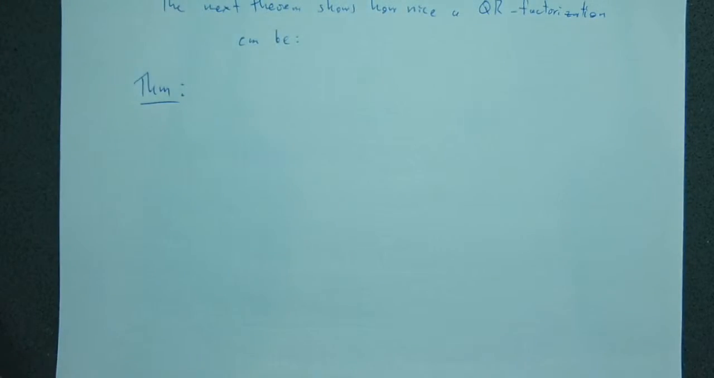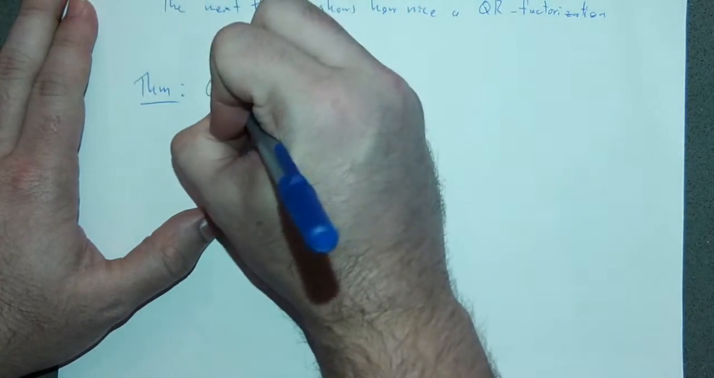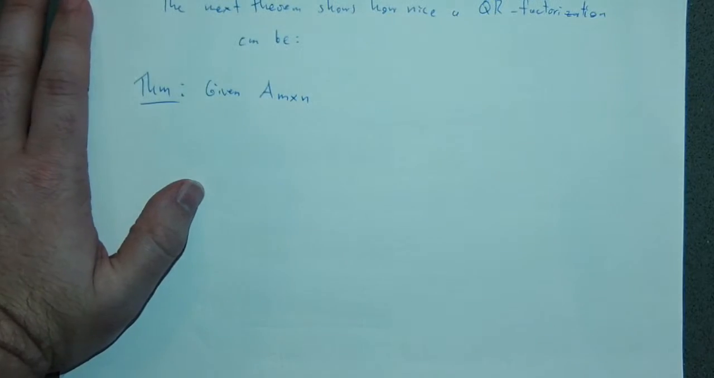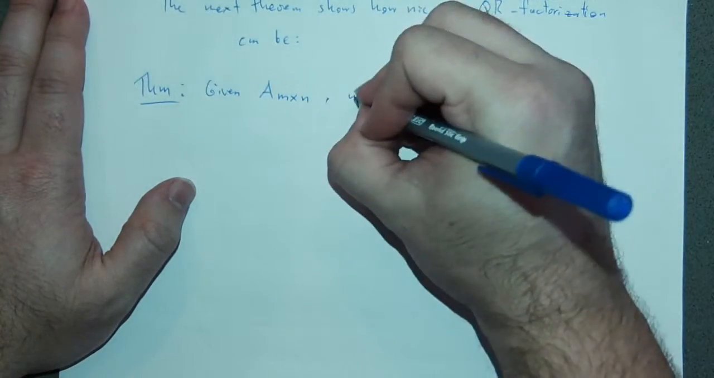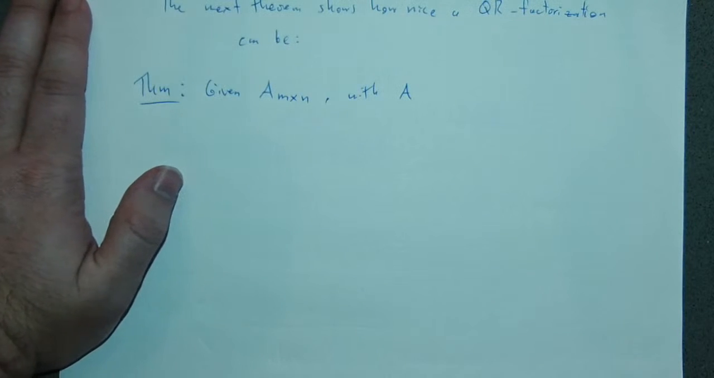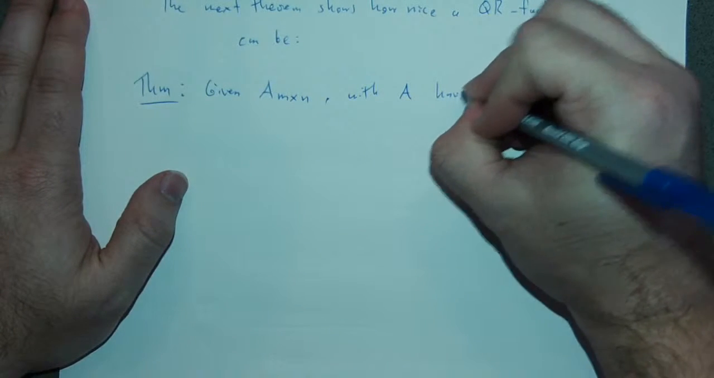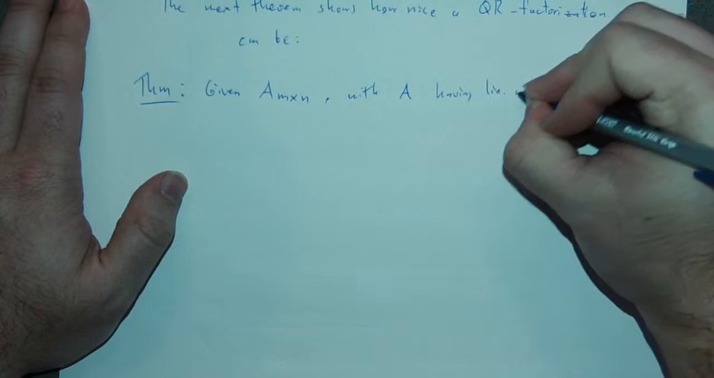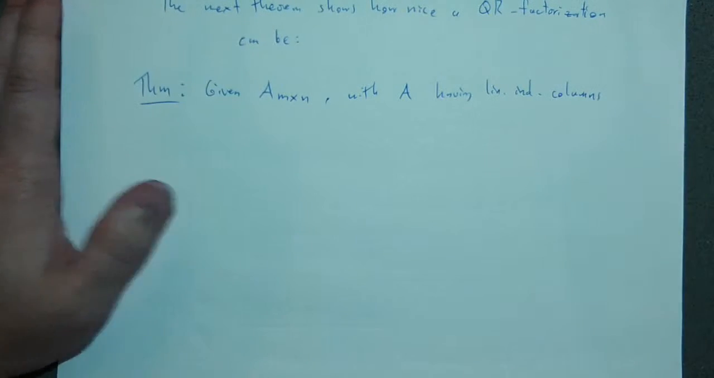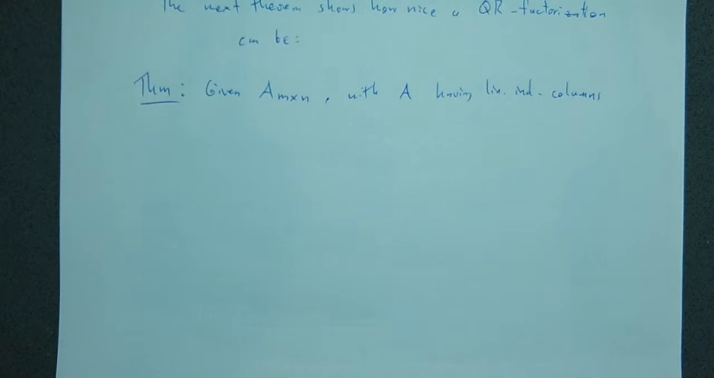So the following theorem says, given an m by n matrix A, with A having linearly independent columns. So we're in the case of the previous theorem. Now we know that Ax equals b has a unique least squares solution for every b.